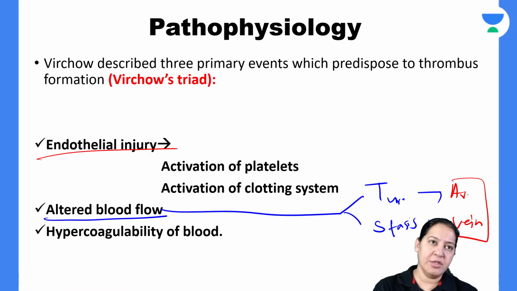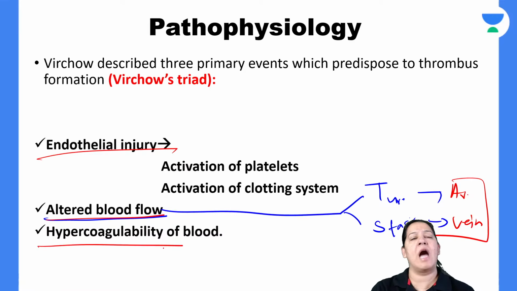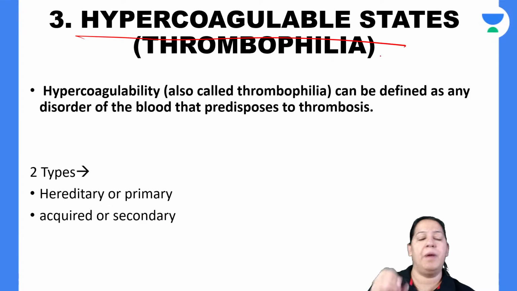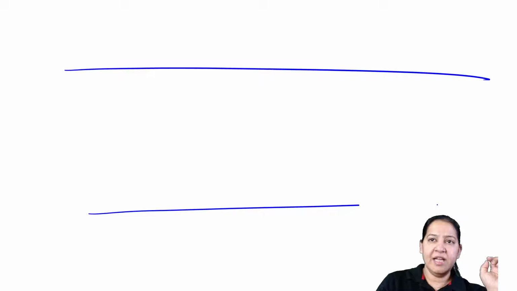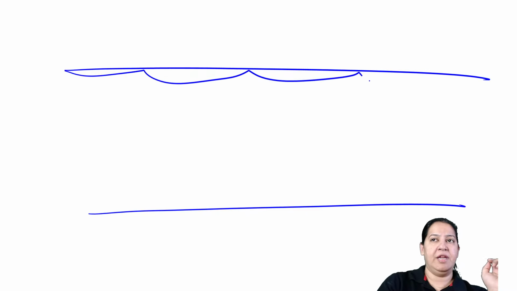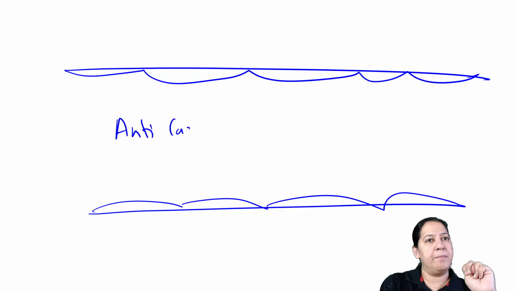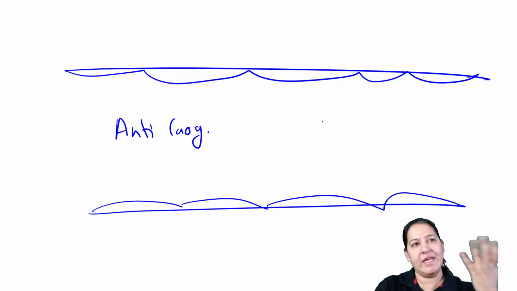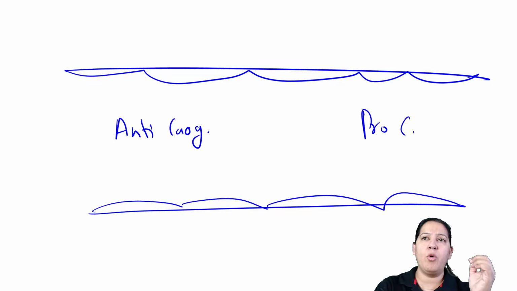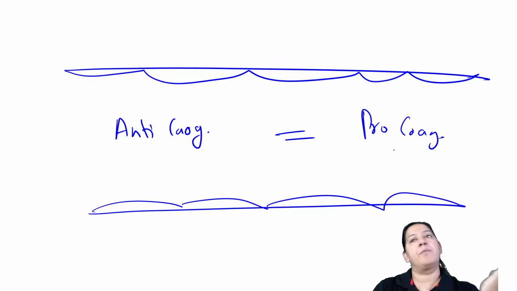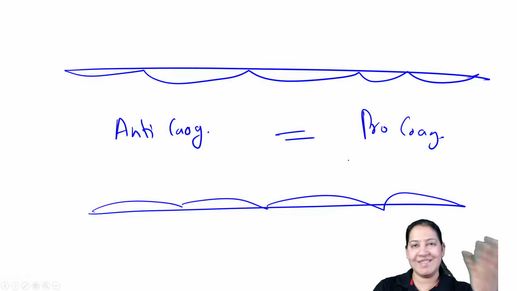So we have done endothelial injury. We have done altered blood flow. Last is hypercoagulability of the blood. What do you mean by hypercoagulability of the blood? Okay, can you see this is a blood vessel? Inside the lumen of the blood vessel, this is the endothelial lining. Inside the lumen, in the blood, we have two types of things: anticoagulatory proteins and procoagulatory proteins. Anticoagulatory material opposes coagulation, and procoagulatory material promotes coagulation, as the names indicate.